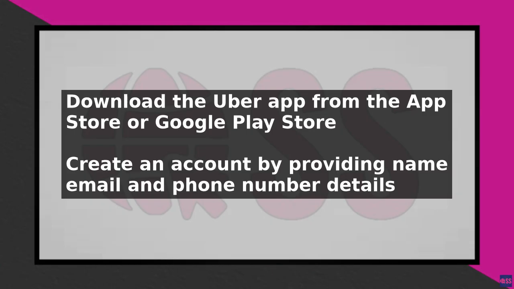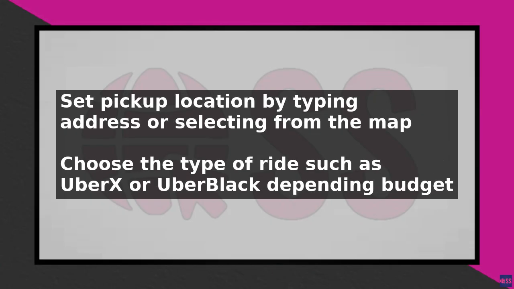To do this, open the app and set your pickup location by typing in the address or selecting it from the map. You can then choose the type of ride you want, such as UberX, Uberpool, or Uber Black, depending on your needs and budget. Next, you will see an estimated fare and the estimated time of arrival for your driver.